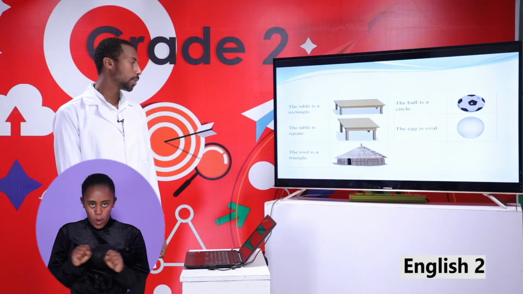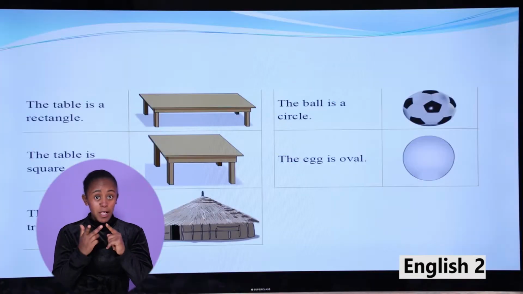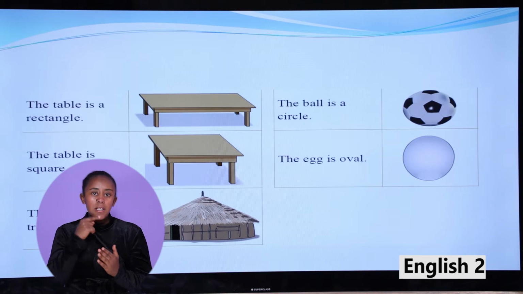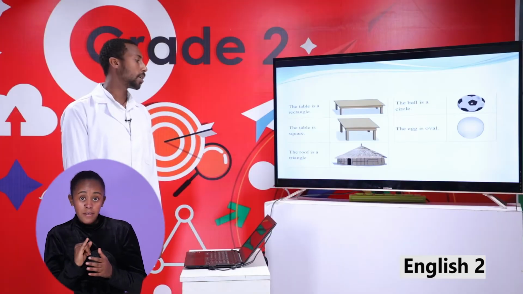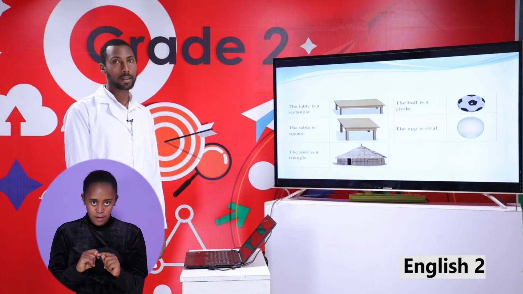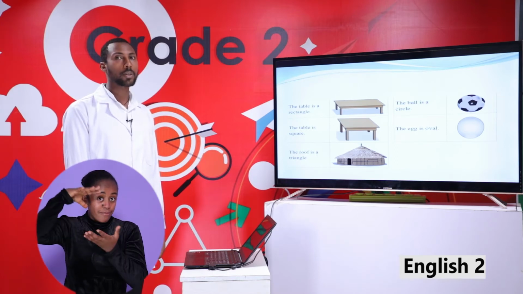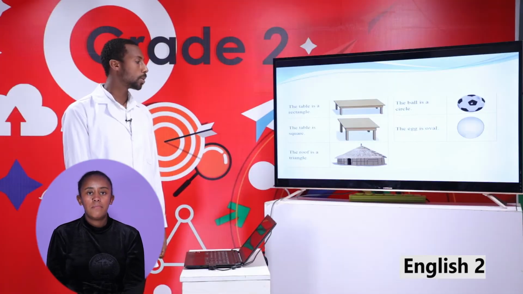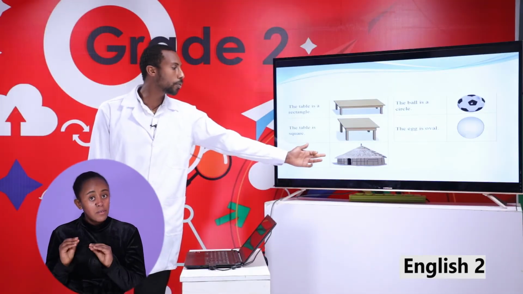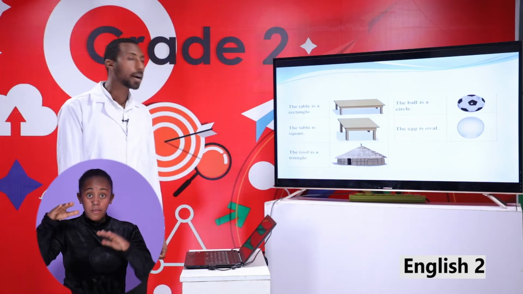And let us go to the third sentence. Students, please look carefully at the third picture. The sentence says, the roof is a triangle. Students, please say after me. The roof is a triangle. Thank you, students. So when you look at the roof, it has a triangle shape.